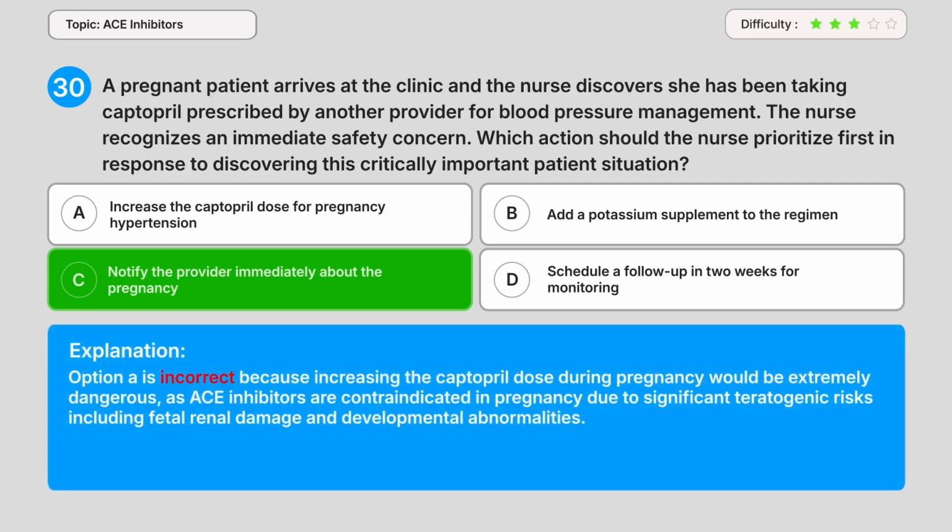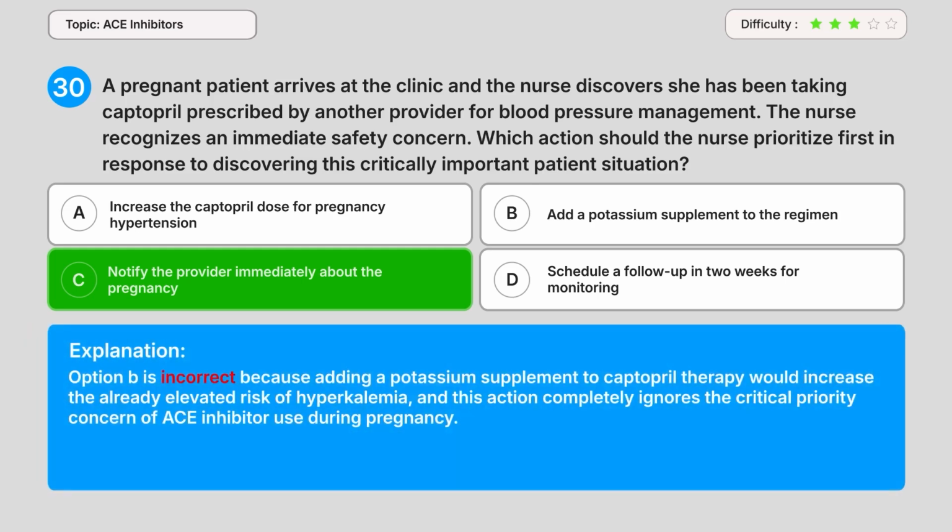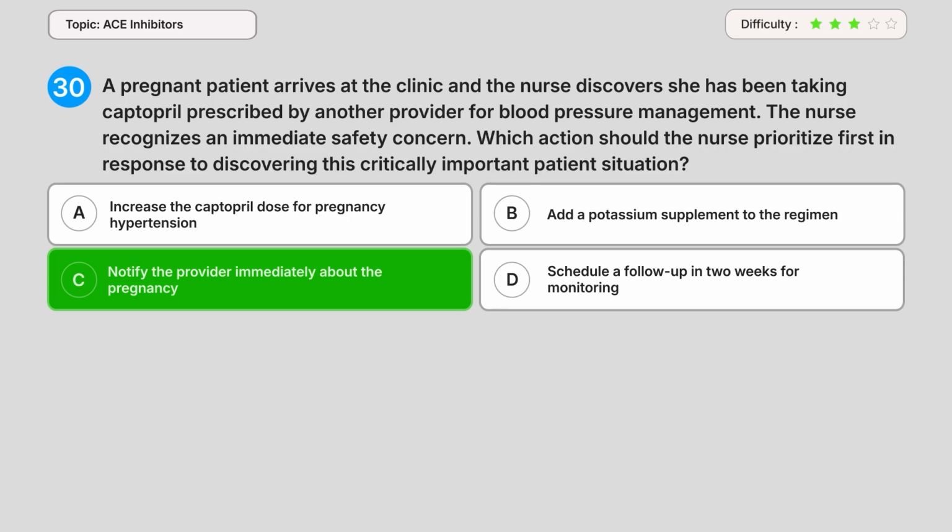Option A is incorrect because increasing the captopril dose during pregnancy would be extremely dangerous, as ACE inhibitors are contraindicated in pregnancy due to significant teratogenic risks, including fetal renal damage and developmental abnormalities. Option B is incorrect because adding a potassium supplement to captopril therapy would increase the already elevated risk of hyperkalemia, and this action completely ignores the critical priority concern of ACE inhibitor use during pregnancy.